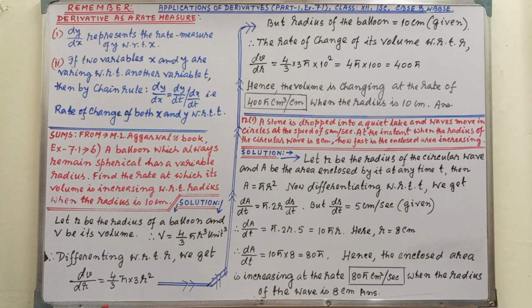Spherical, that is sphere. Volume of the sphere, that is known to you very well. You have learned at class 10, mensuration, V equals 4 by 3 pi r cube unit cube. Now we have to differentiate this. Differentiating with respect to r, we get dV by dr equals 4 by 3 pi, the pi is the constant, and variable, that is r cube, differentiation of r cube is 3r square.